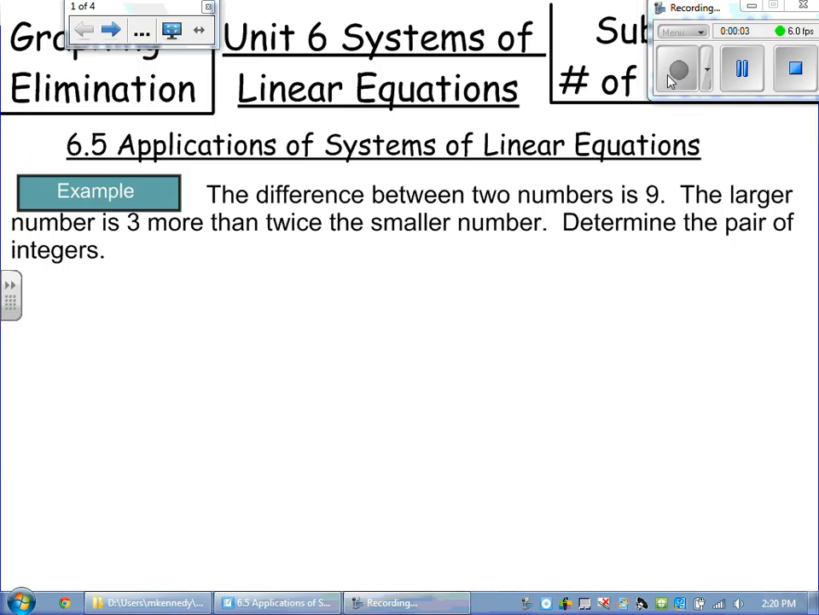So, applications of systems of linear equations, basically word problems. So, the difference between two numbers is 9. The larger number is 3 more than twice the smaller number.